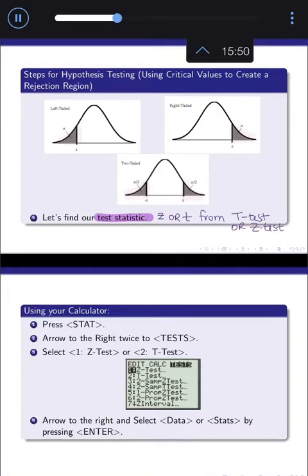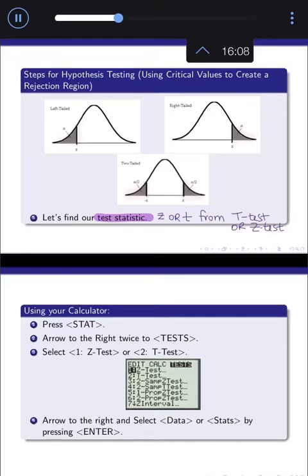If it falls in your rejection region, you will reject H naught. If it does not fall in your rejection region, you will, be careful, not accept. You'll actually fail to reject H naught. The question is, how do you make your rejection region?